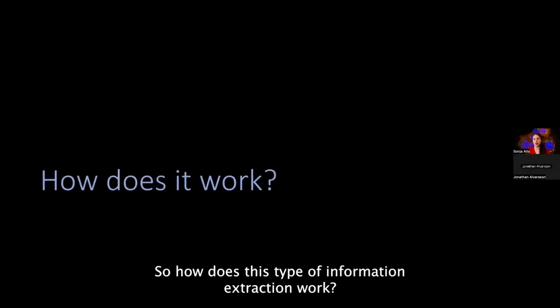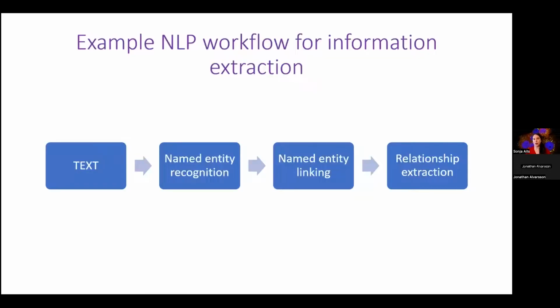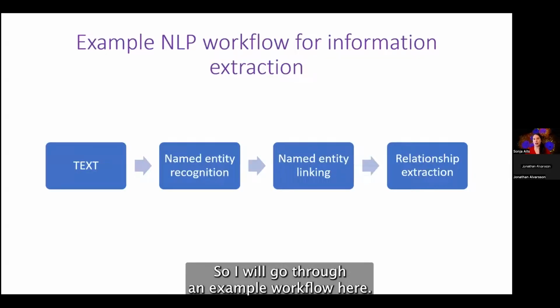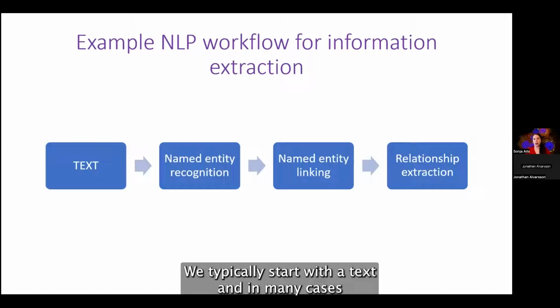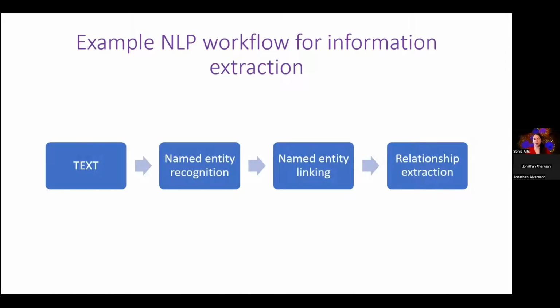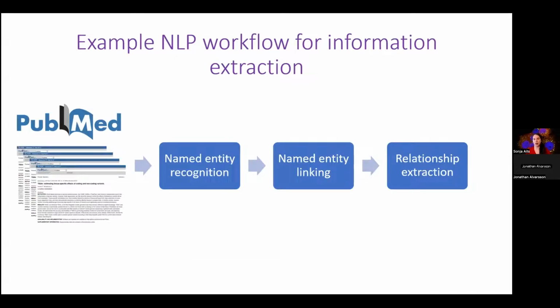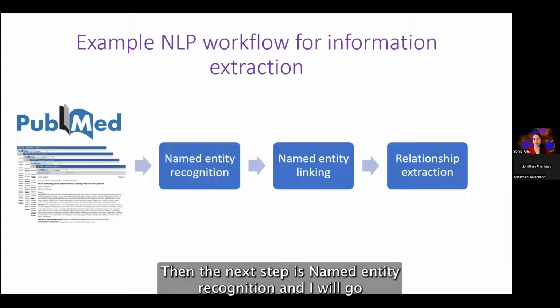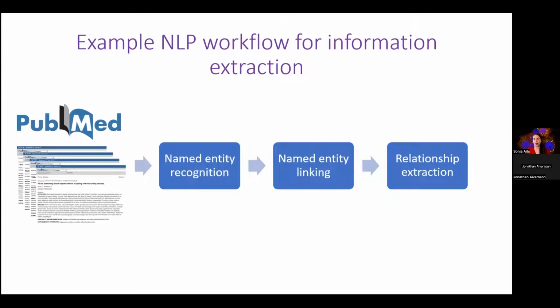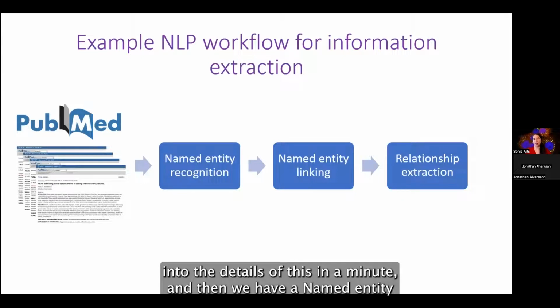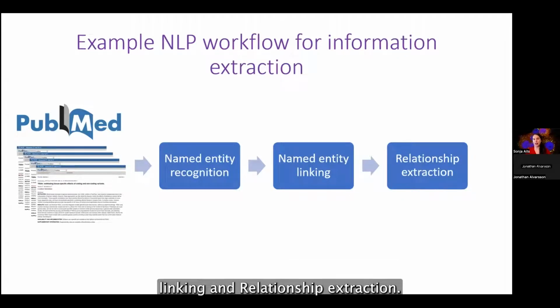So how does this type of information extraction work? I will go through an example workflow. Here we typically start with a text, and in many cases, this is scientific literature, which we collect in PubMed. Then the next step is named entity recognition, and I will go into the details of this in a minute. And then we have named entity linking and relationship extraction.